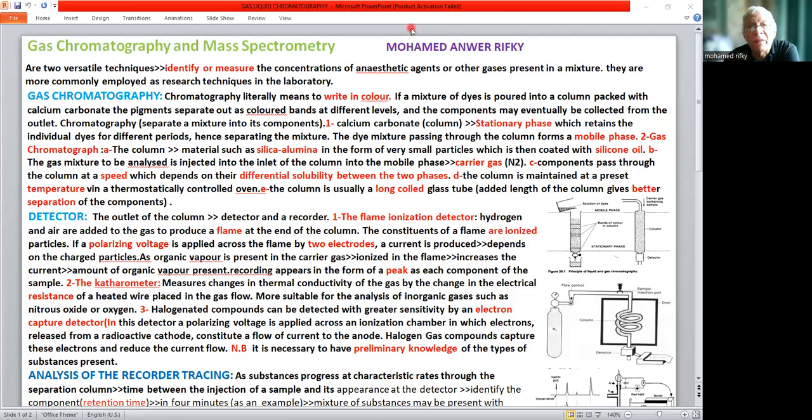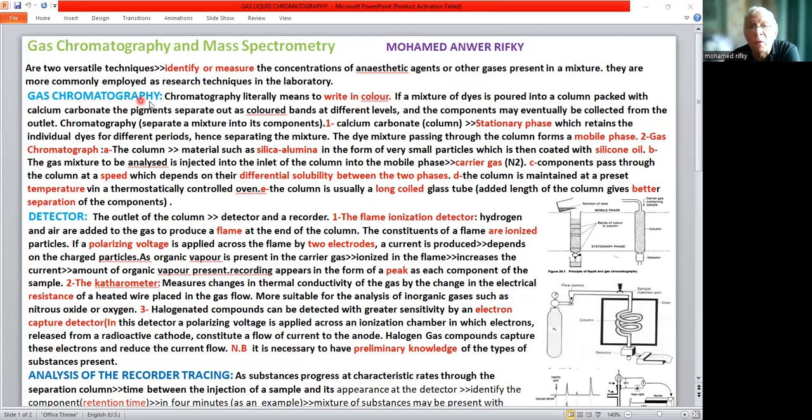Today we will discuss gas chromatography and mass spectrometry. These are two versatile techniques. They identify or measure the concentration of anesthetic agents or other gases present in a mixture. They are commonly employed in laboratories.